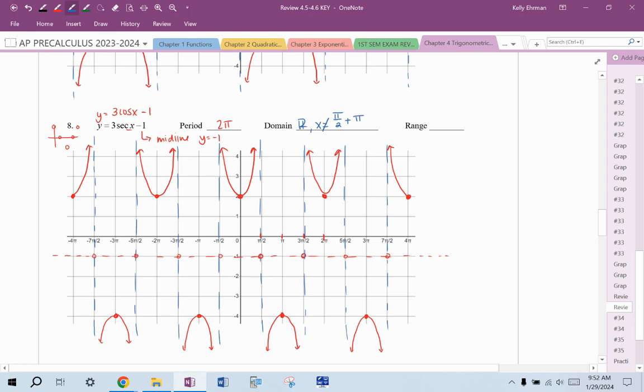So if you add pi to the first asymptote, you land on the next one. If you add 2 pi, you land on one that's 2 away, or if you subtract 2 pi. So make it plus pi k and make k an integer. All right, and then the range is negative infinity up to negative 4 for the bottom branch and 2 to infinity for the top branch.